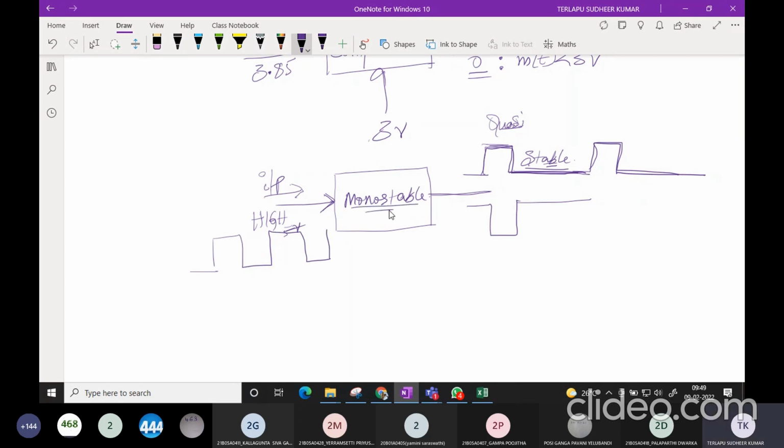So I can trigger my monostable multi with the negative edge. When there is a transition from active high to active low, the monostable multi will get triggered, and a rectangular pulse of the quasi-stable state will be generated. Again, at this transition from positive to negative, this type of triggering is what we call negative edge triggering. During this interval another quasi-stable state will be generated, a rectangular pulse, and it returns back to the stable state. This is the concept of the monostable multivibrator.